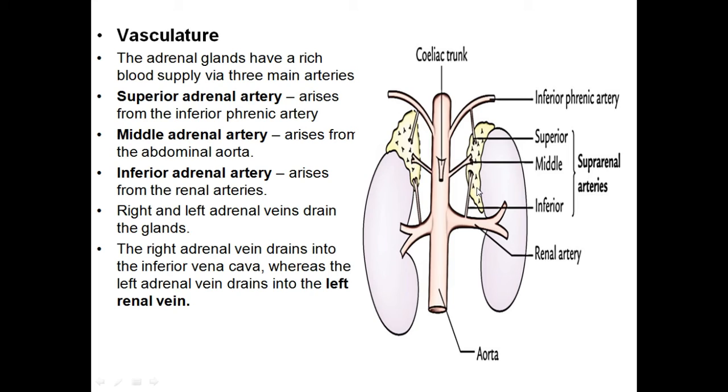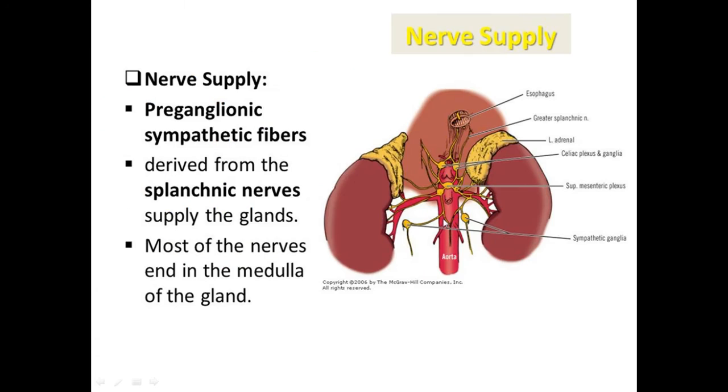Venous drainage is simple, but it is slightly different on the left from the right, as the right vein drains directly into the inferior vena cava, while the left one first drains into the left renal vein, and the left renal vein drains into the inferior vena cava.